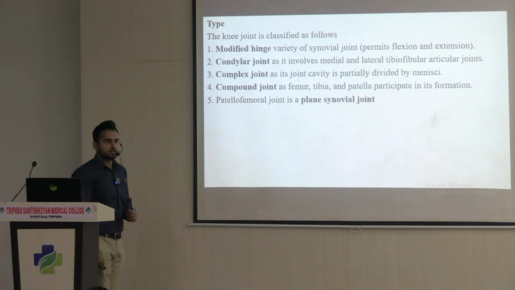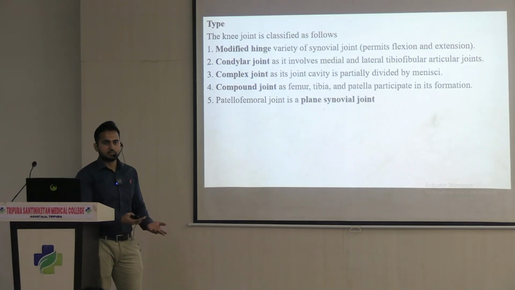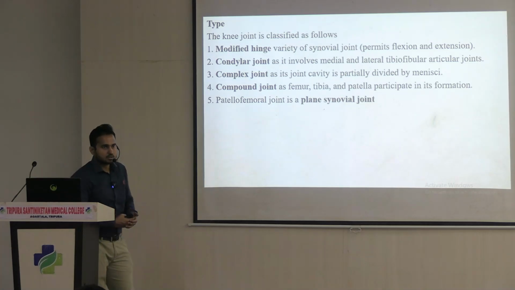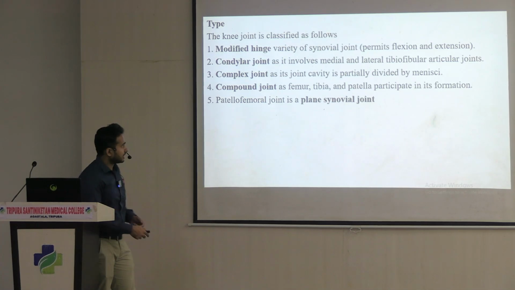Why is it a condylar joint? Anyone? Why is it condylar? Because the condyles are there, okay, for the articulation. That means the femoral condyle and tibial condyles. That's why it is called a condylar joint.